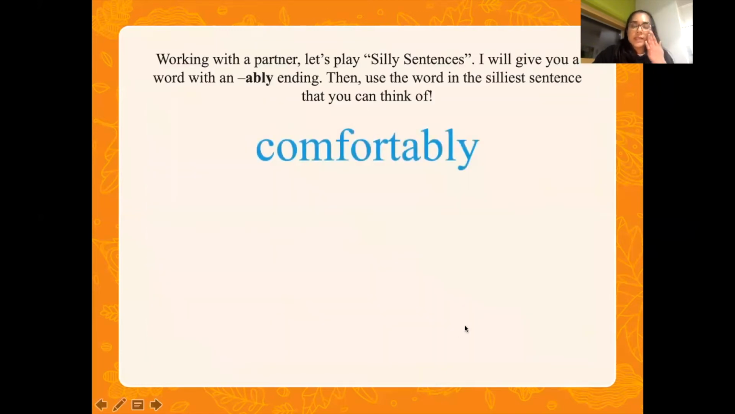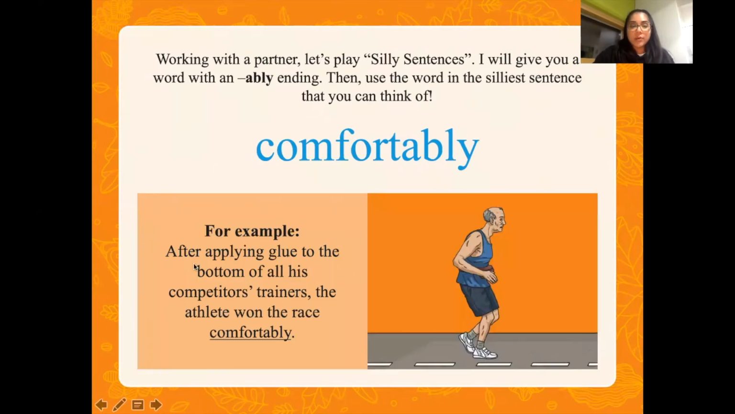So let's come up with some silly sentences. Can you have a go at writing the silliest sentence that you can think of using the word comfortably? Okay, pause the screen and have a go, and when you're ready, I will share one with you. So for example, after applying glue to the bottom of all his competitors' trainers, the athlete won the race comfortably. That's a silly, silly sentence.